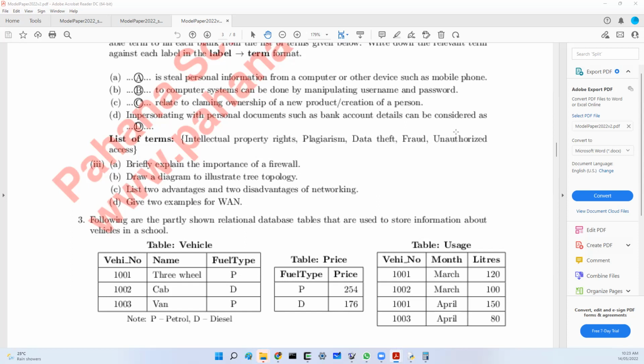Right. B, I think I don't have to discuss. Basically, you have to illustrate, meaning draw the tree topology like a tree. So I hope we don't need to discuss that. List two advantages and two disadvantages of networking. Yes, what are the advantages and what are the disadvantages?